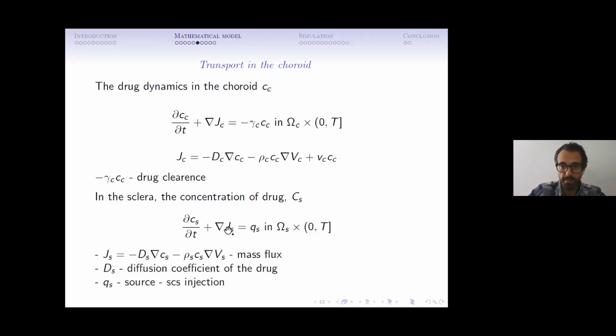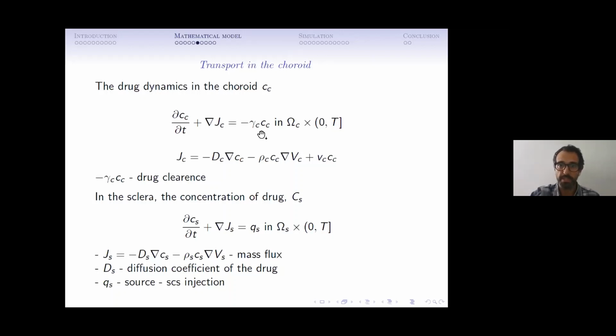At the end, we have this equation for the sclera that describes the transport of the drug inside the sclera. In this case, we don't have the convective term related with the aqueous humor. In fact, we have only the electric fields and the convective term, and we have this source term to simulate the injection in the sclera.